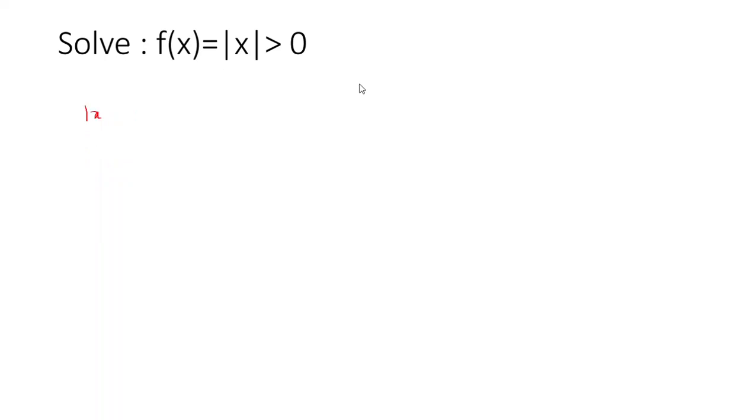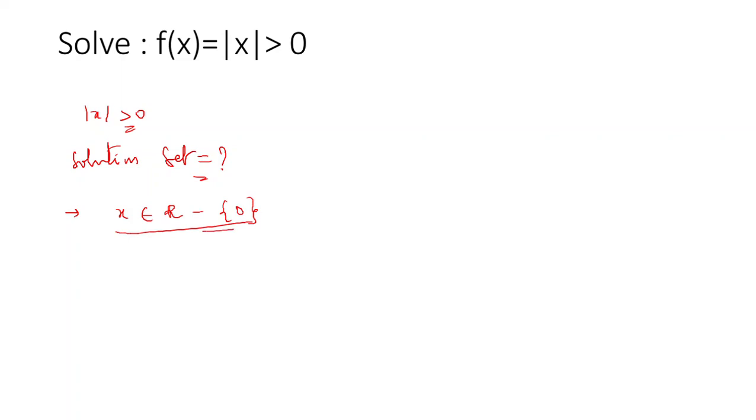Mod x greater than 0. So mod x is greater than 0. So what would be the solution set? Or what would be the values of x for which mod x is greater than 0? So the values would be x belongs to R minus set 0.